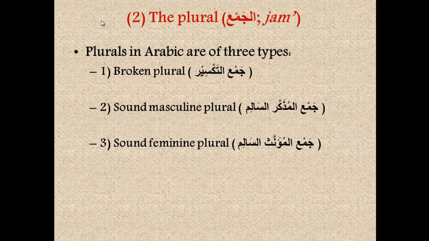Moving on to topic number 2, the plural, or al-jam'. Plurals in Arabic are of 3 different types. In other words, every single plural you will encounter will fall under one of these 3 categories.